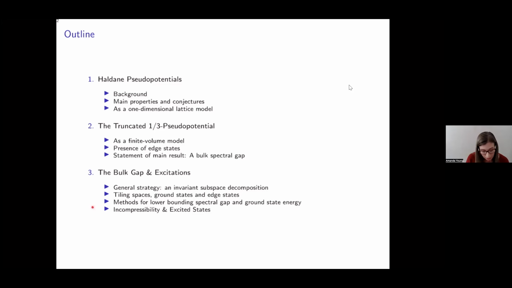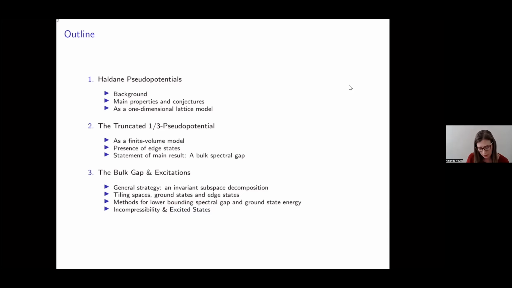And after I've gone through this description, I'll pivot a little bit and talk about how we can use our bulk gap to also prove a property of incompressibility, which is one of the properties you expect Haldane pseudopotentials to exhibit. And I'll also discuss some conjectures on where we expect the low-lying excited states, bulk excitations, to live.